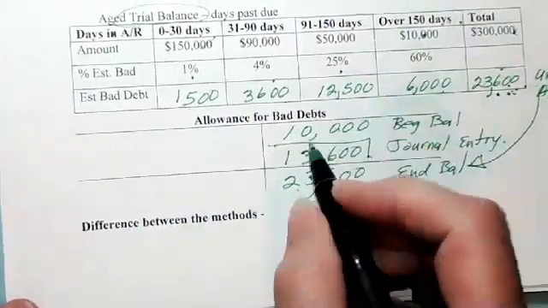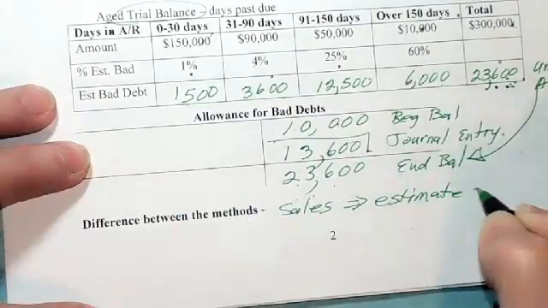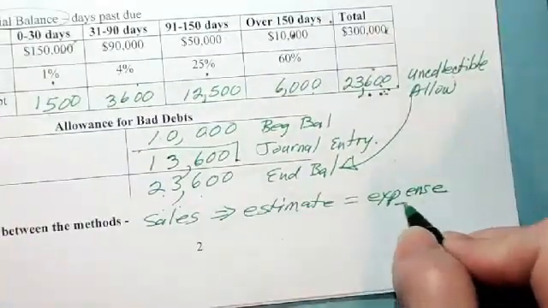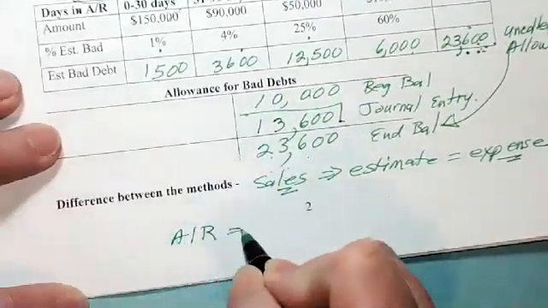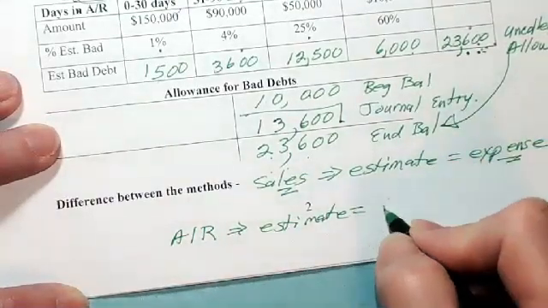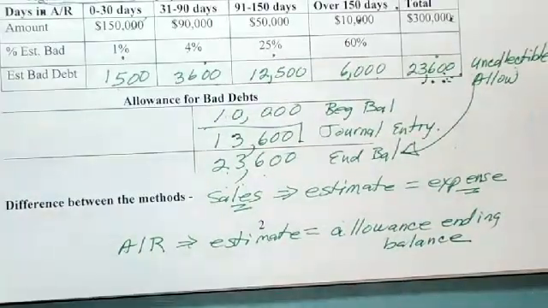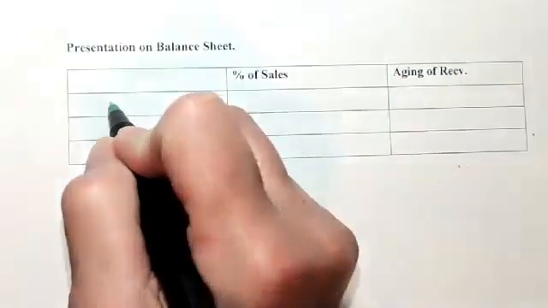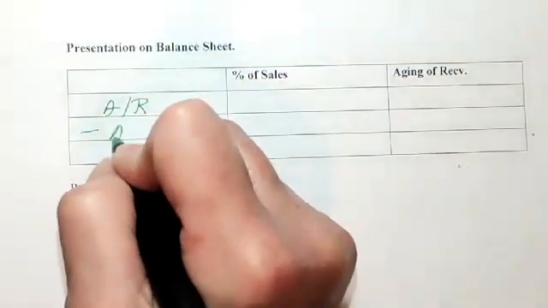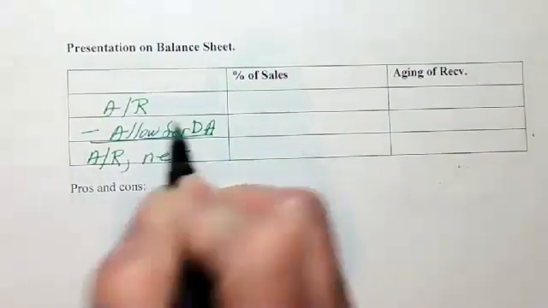So again, the difference between the methods is with sales, what you solve for, your estimate equals the expense, which should make sense because that's an income statement account, that's an income statement account. With your accounts receivable, your estimate equals what the allowance account should be. Put ending balance. They're both estimates. They're both reasonable estimates, but they're different estimates, and you'll never get the same answer. The presentation on the balance sheet, we always put our accounts receivable. We subtract out the allowance.